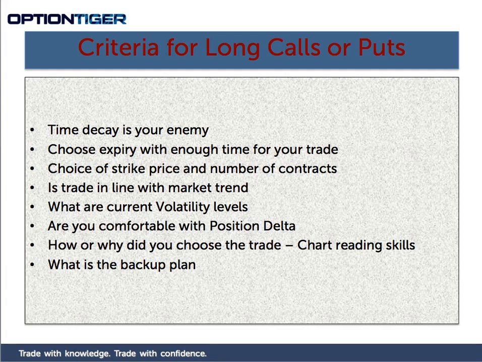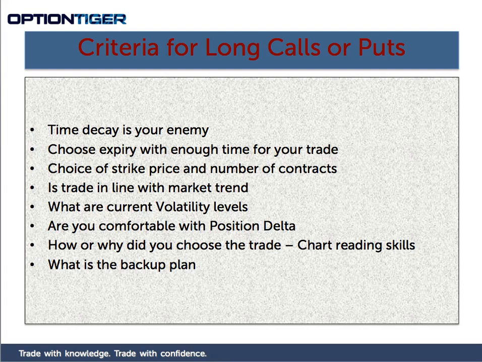So time decay is your enemy, and therefore you have to choose your expiry with enough time for your trade. In general, if you're going to take up a long call or a long put, you should at least give yourself 2 to 3 months. Because in the final month, time decay is going to be really exponential and it's going to hurt your option position. In fact, even in the second month, it's going to see some significant time decay. Therefore, I would recommend that if you're going in for a long call or a long put, you choose an expiry series which has at least 90 days to expiry. Once you've decided which expiry series you want, you have a number of choices to make after that.